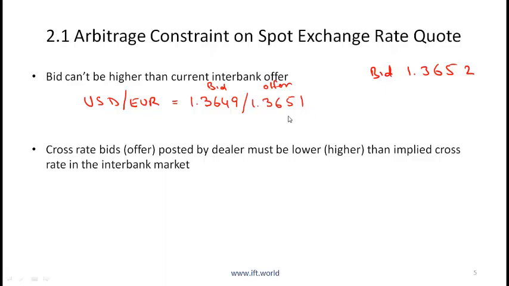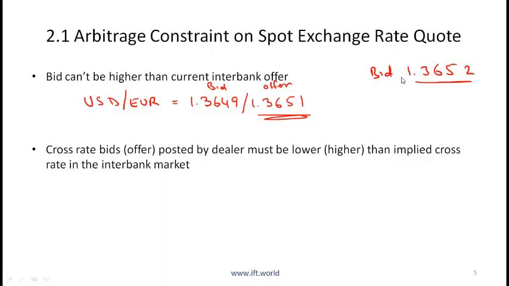The arbitrage opportunity is that a third party can go to the interbank market and buy euro for 1.3651, since offer means that in the interbank market the offer rate is 1.3651. So a third party can buy at this rate and then sell at this rate.